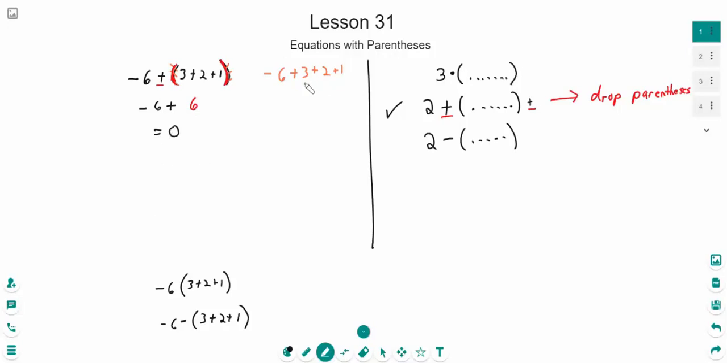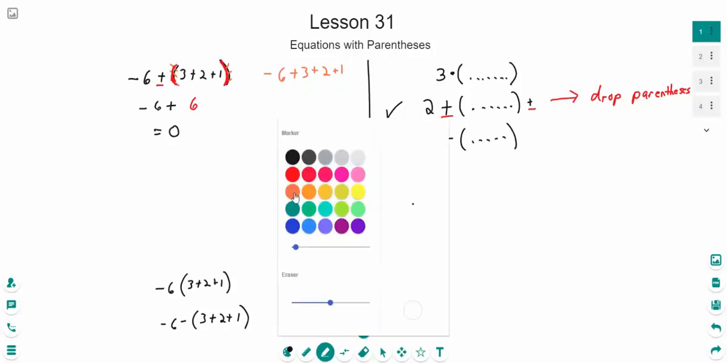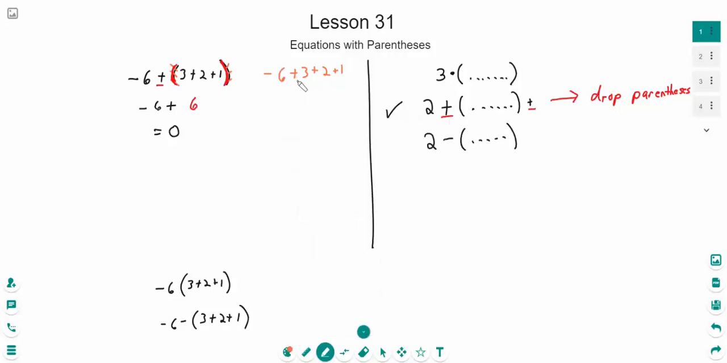Now over here, I dropped the parentheses, and I just rewrote the problem exactly the same without the parentheses. So did that change anything? Well, let's just simplify this. Negative 6 plus a 3 is going to be a negative 3. A negative 3 plus a 2 will be a negative 1. Negative 1 plus a positive 1 is a 0. So lo and behold, it didn't affect anything by dropping those parentheses. It didn't change the outcome of this expression.